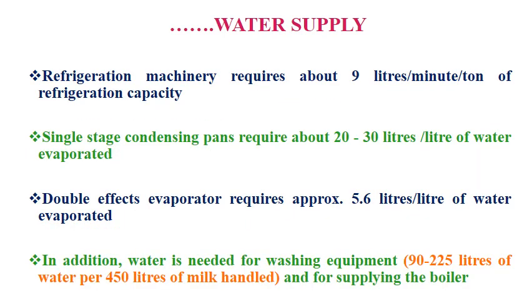In continuation about water supply, refrigeration machinery requires about 9 liters per minute per ton of refrigeration capacity. Single stage condensing pans require about 20 to 30 liters of water per liter of water evaporated. This is for the evaporating chambers, or what we call vacuum pans. Then a double effect evaporator requires approximately 5.6 liters of water per liter of water evaporated. In addition, water is needed for washing equipments, that is about 90 to 225 liters of water per 450 liters of milk handled, for liquid milk processing. And for supplying the boiler, there also we need a lot of water, so that has to be calculated.